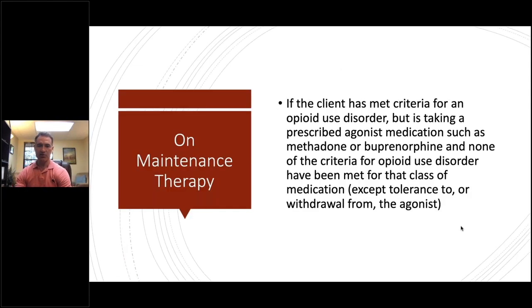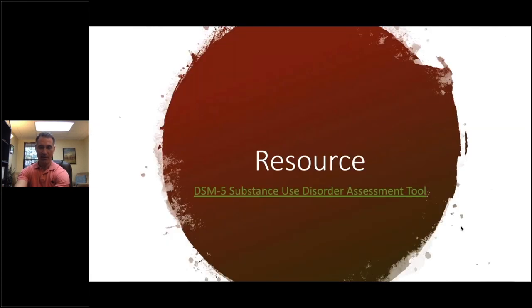The next thing you determine is whether they are on maintenance therapy. This is specifically for opioid use disorder. If somebody's being prescribed an agonist medication like methadone or buprenorphine, then you'll add on maintenance therapy at the end. Unless they have a problem with that maintenance therapy, like that is the drug they're actually having the problems with, then you may decide not to do that.